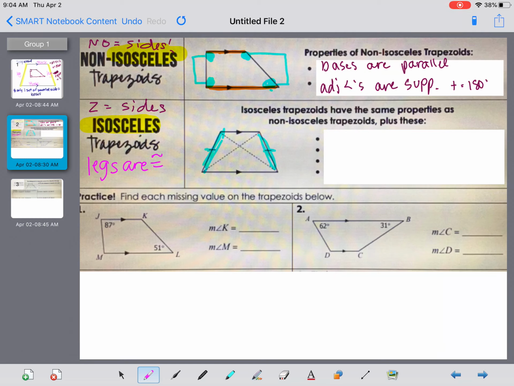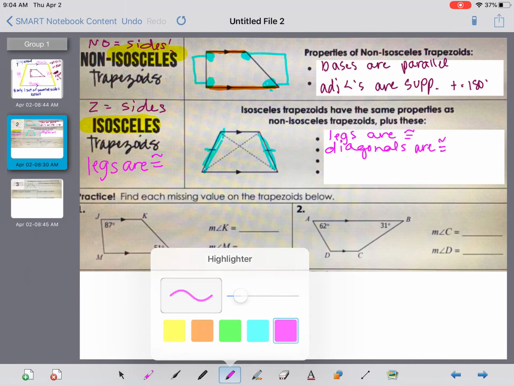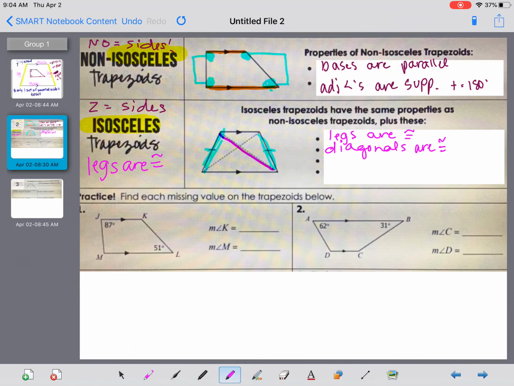And in an isosceles trapezoid, the legs are congruent. And that's those two side pieces with those tick marks. So that's the first property, actually, that the legs are congruent. And you can see that with that congruence tick mark there. All right, the next important thing about an isosceles trapezoid is that the diagonals are also congruent.